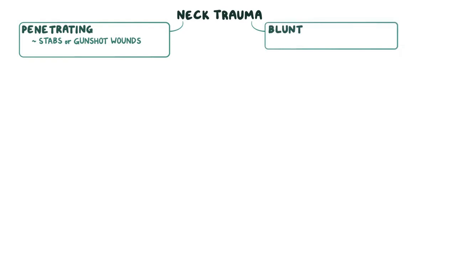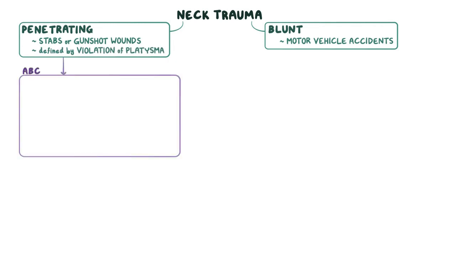Alright, quick recap. Neck trauma is classified into penetrating trauma, such as stabs or gunshot wounds, and blunt neck trauma, such as motor vehicle accidents. Penetrating neck injury is defined by violation of the platysma muscle. When approaching penetrating neck injury, start with the ABCs: airway, breathing, and circulation. The airway is secured by orotracheal intubation, or if necessary, emergent cricothyrotomy.